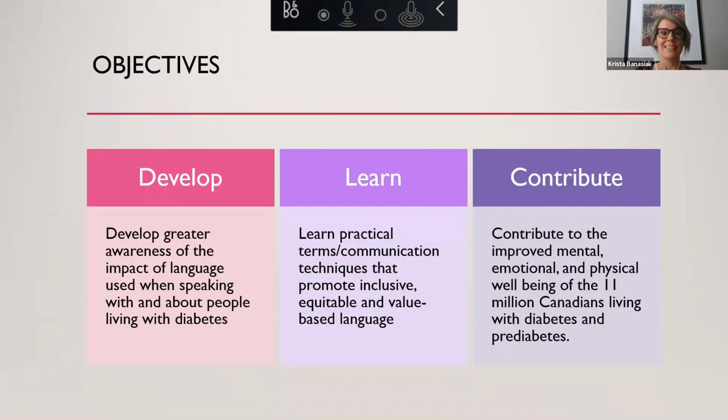So the objectives for today are, first and foremost, to develop a greater awareness of the impact of language that's used when speaking with and about people living with diabetes. Next, it's my hope that you will learn some practical tools and communication techniques that promote inclusive, equitable, and value-based language. And then finally, you should be able to contribute to the improved mental, emotional, and physical well-being of, maybe not you personally helping the 11 million Canadians living with diabetes and pre-diabetes, but certainly the people that you work with in your practice.